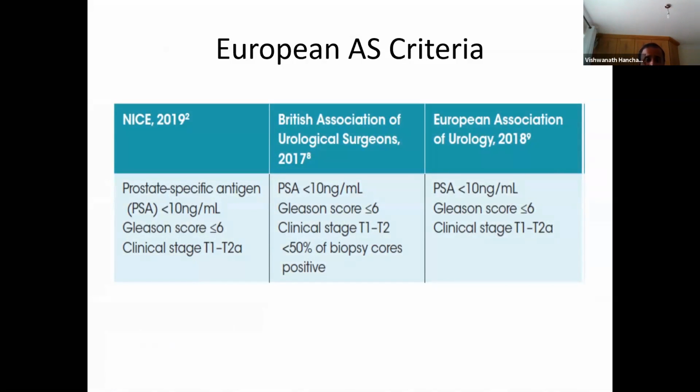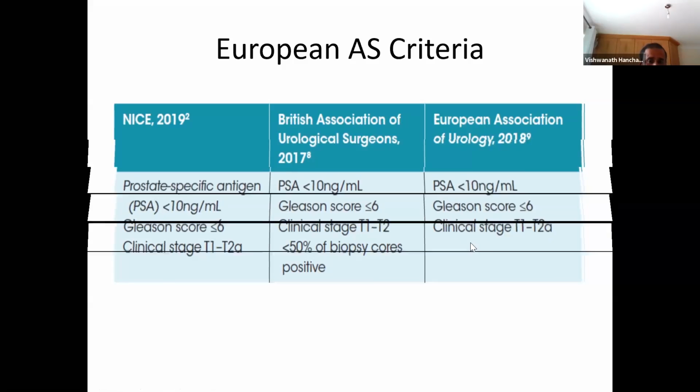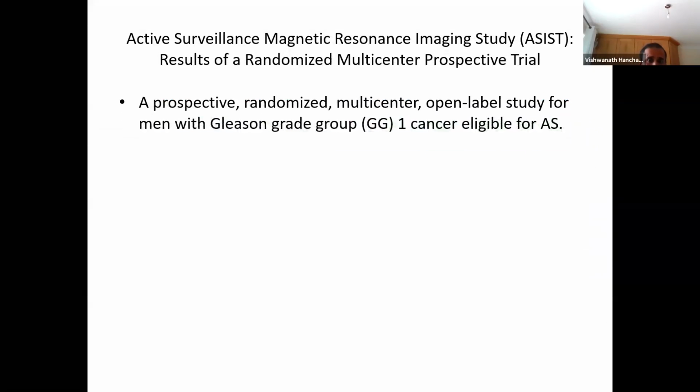Currently, the NICE guideline is more or less the same as the other guidelines, which show the PSA has to be less than 10, Gleason score of 6 or less, and T1 to T2a. BAUS has included even the core density and core length in the guidance. The European Association has got a similar picture.